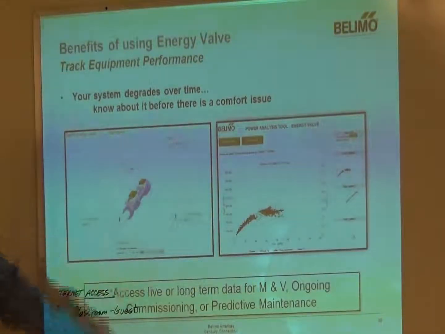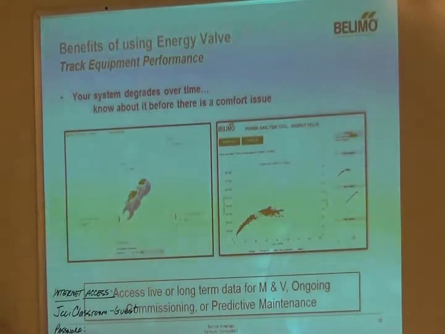Like I said, you can access live or long-term data. Now, when you're downloading this data, we have two formats. We have short-term and long-term. Long-term, we can download up to 13 months worth of data, at 2-hour intervals. Short-term is 31 days of data, and I believe it's 30 seconds. Yeah, 30-second intervals.